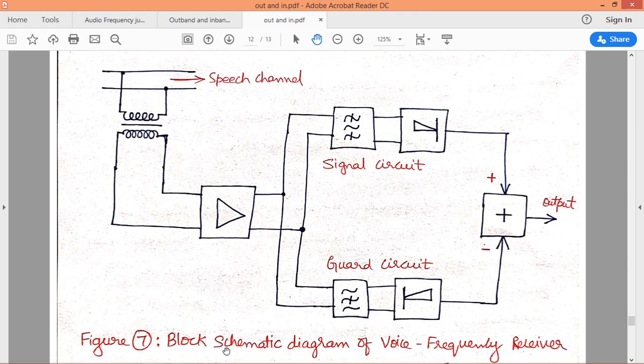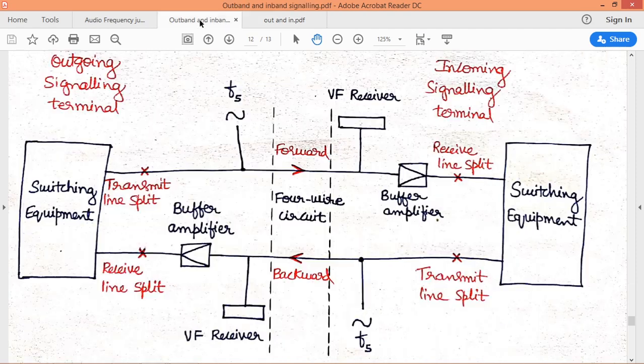So with respect to this third measure, let us consider one figure which gives the block schematic diagram of voice frequency receiver. So this is the block schematic diagram of voice frequency receiver. We have already used VF receiver at the receiving end. As you can see here, we have used VF receiver at the receiving end of our exchange, that is incoming signaling terminal. Inside our signaling system, we make use of VF receiver. Please note that whatever systems we have used for one direction, similar systems will be used for the opposite direction.